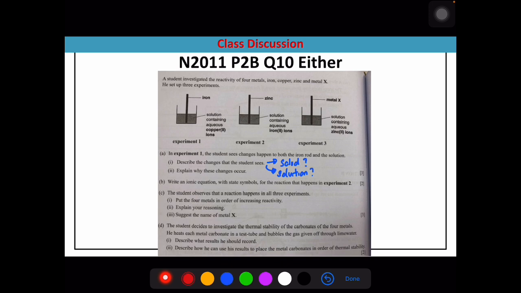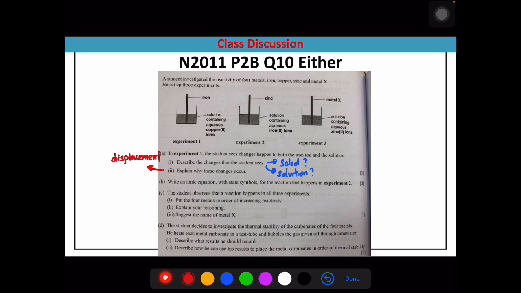Now, this is a question comparing between metals and different metal ions, and this must be about the concept of displacement, right? So just a quick recap, displacement is a concept that touches on the comparison of reactivity between two different elements, right? So this is the part that we need to bring out in the explanation. Later we'll take a look at the answer key, okay?